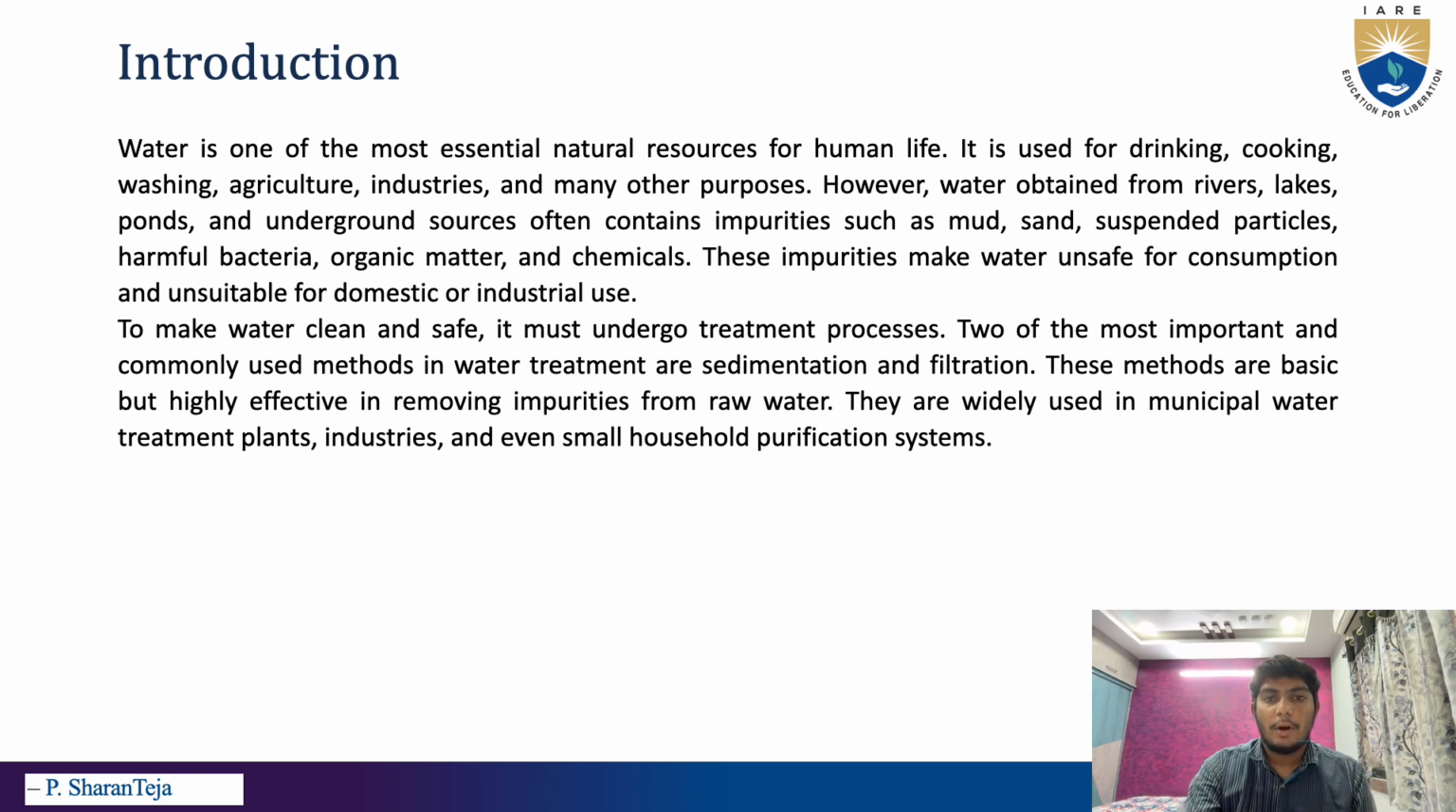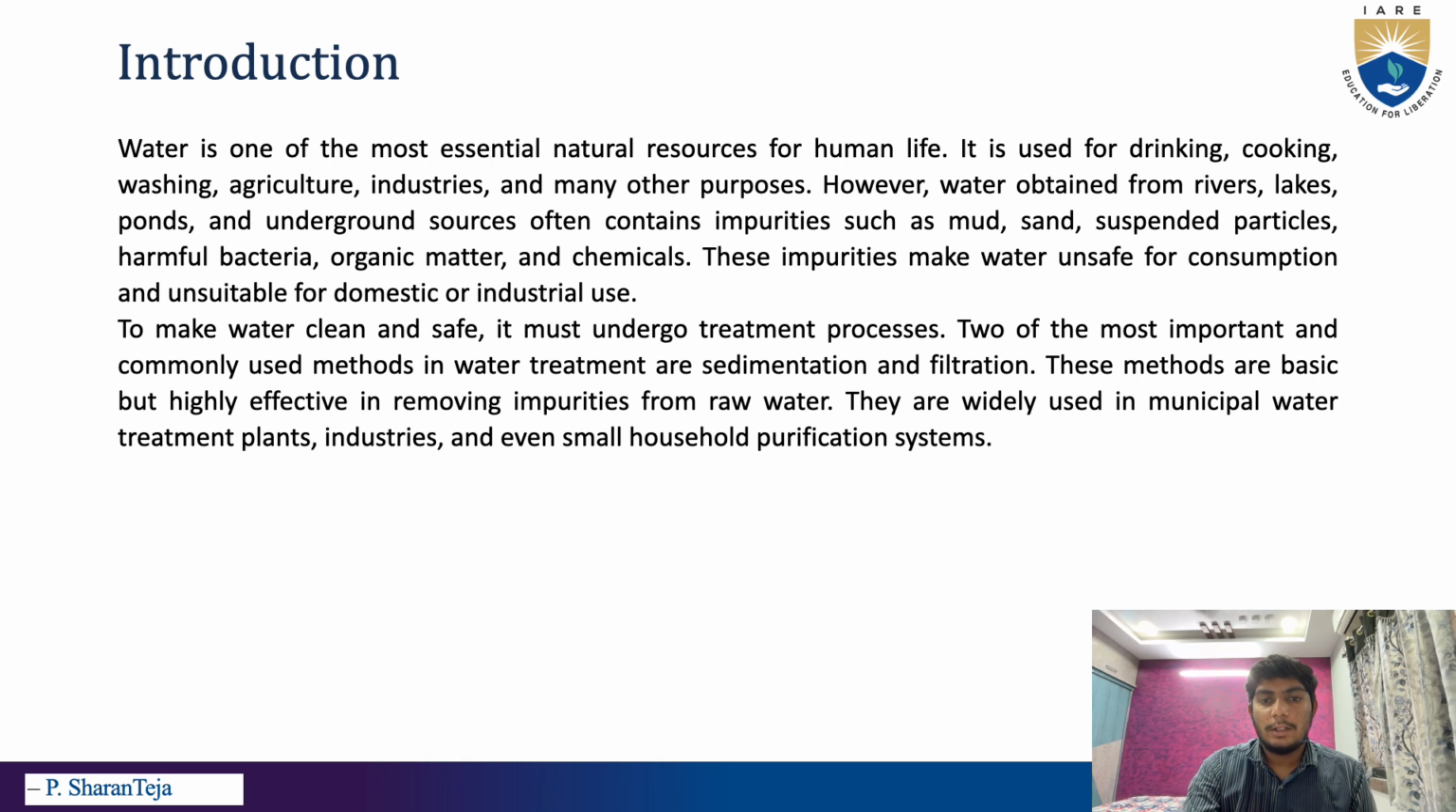Introduction. Water covers most of the Earth's surface, but only a small percentage of water is suitable for human use. The water we get from rivers, lakes, ponds, canals, and underground sources may look clean, but it can still contain harmful impurities. These impurities may be suspended particles like sand and mud, dissolved salts and minerals, organic matter, harmful microorganisms like bacteria and viruses, and chemicals from industries or farming.